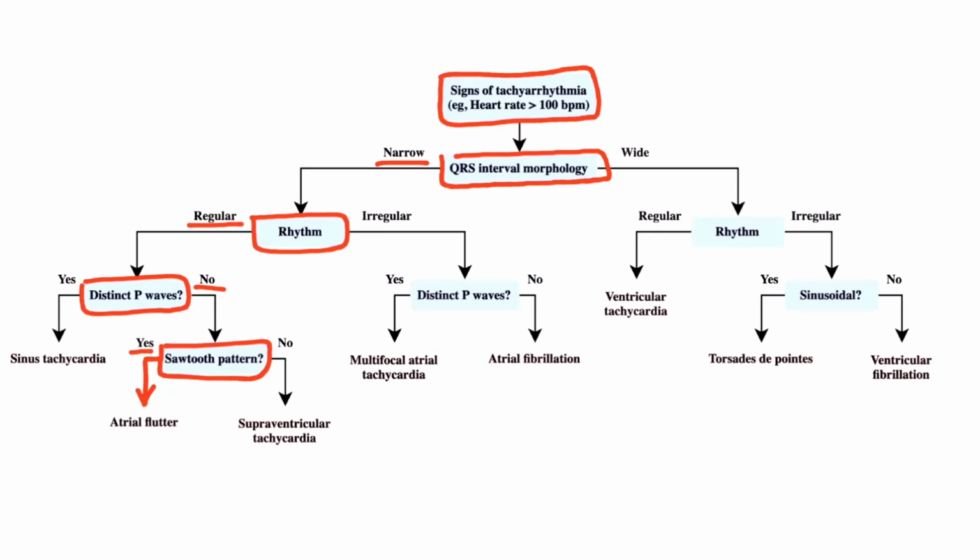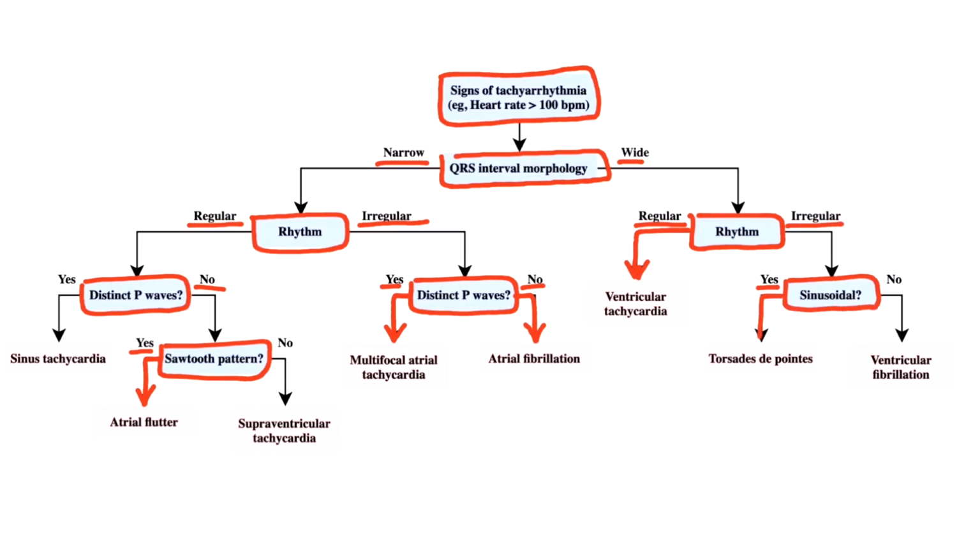Among narrow complex tachyarrhythmias with an irregular rhythm, the presence of distinctive P waves will be classified as multifocal atrial tachycardia, and the absence of P waves will be classified as atrial fibrillation. Wide, complex tachyarrhythmia with a regular rhythm is likely ventricular tachycardia. If there is an irregular rhythm, then the presence of a sinusoidal pattern indicates Torsades de pointes or polymorphic ventricular tachycardia. In the absence of any discernible pattern, the wide, complex, irregular tachyarrhythmia will be classified as ventricular fibrillation.